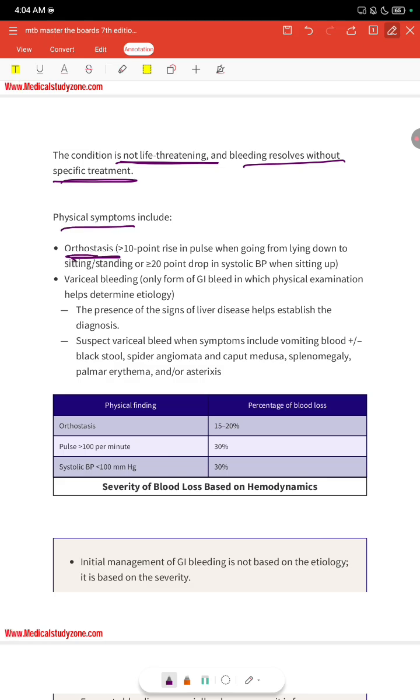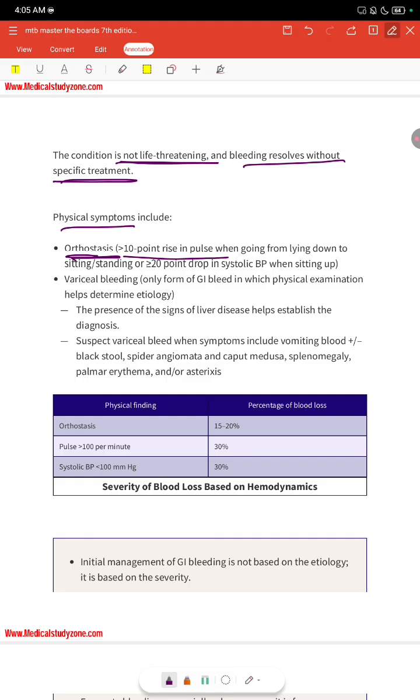Physical symptoms include orthostasis. Orthostasis is basically more than a 10-point rise in pulse when going from lying down to sitting or standing, or more than a 20-point drop in systolic BP when sitting up. So you can say that the physical sign of orthostasis is there if there is a more than 10-point rise in pulse when going from lying down to a sitting or standing position.